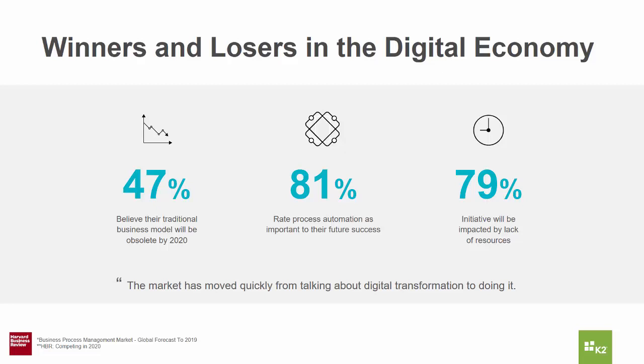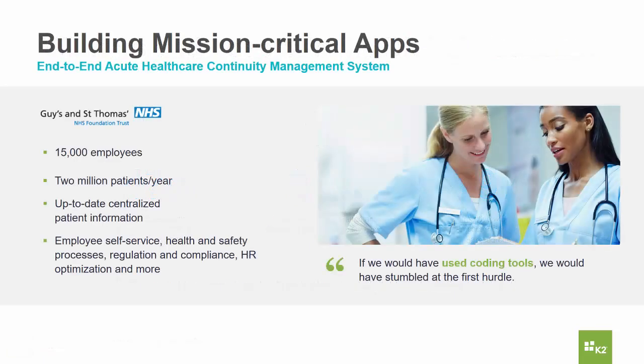But then when you couple that, how do they achieve that success? You find that almost 80% say their initiatives will be impacted by lack of resources. So it's great if you realize that automation is important, but how can you achieve that and do that effectively? That's a challenge in the marketplace that we see overall and also within our own customer base.